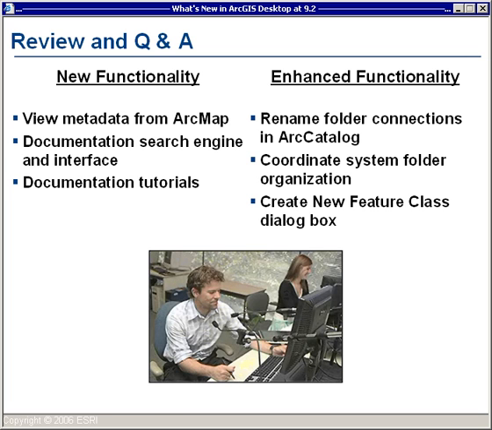So some of the things we've covered here today in terms of new functionality have been that we can view metadata from ArcMap directly. As well, the documentation, search engine, and interface have been much improved. As well, we have documentation tutorials available to us. Some enhanced functionality is that we can rename folder connections in our catalog to make them easier to view. As well, the coordinate systems folder does have better organization as well, and the Create New Feature Class dialog box does reflect some changes that we've made to the underlying structure of the geodatabase.